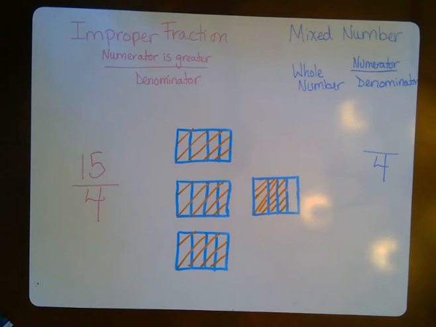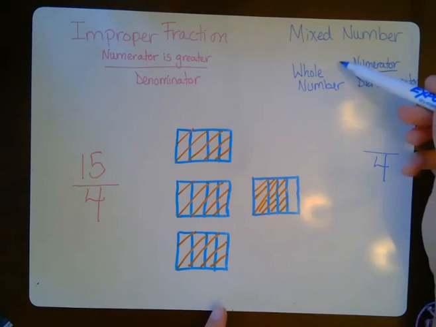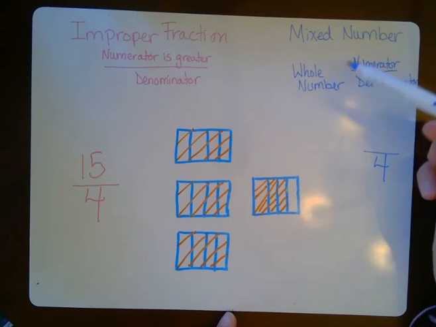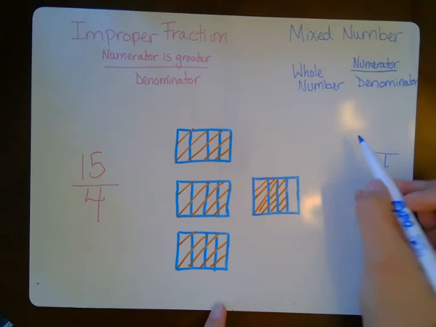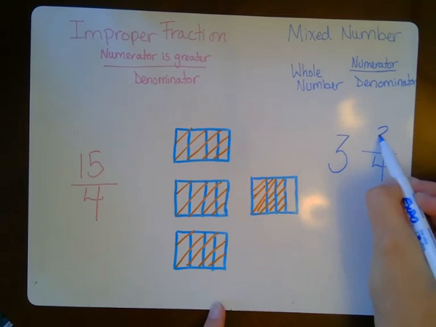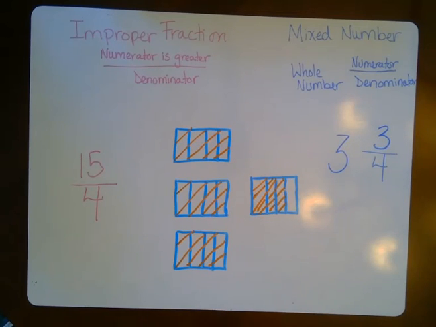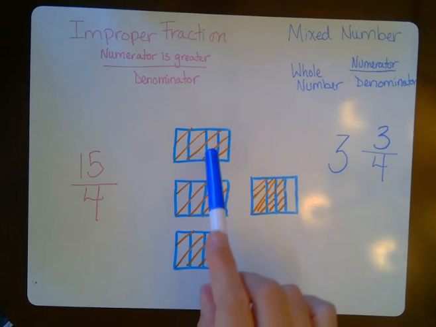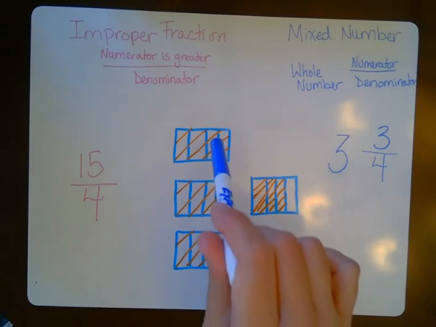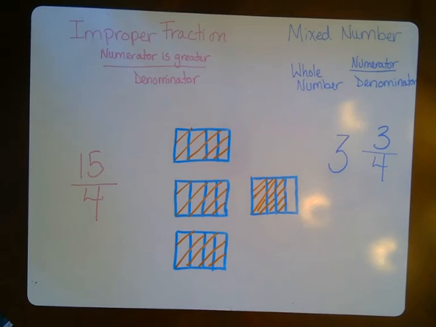Going over to my mixed number, I'm going to look for my whole number, which is the number of whole fractions shaded in. So I have 1, 2, 3 wholes shaded in, plus 1, 2, 3 of 4 parts remaining. So 15 fourths because my model is split into fourths, and I have 4, 8, 12, 13, 14, 15 shaded in, and 3 3/4 because I have 1, 2, 3 whole models shaded in, plus 1, 2, 3 out of 4 of another.